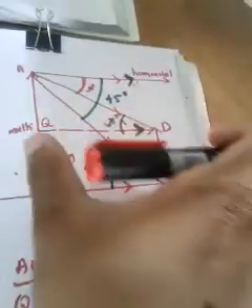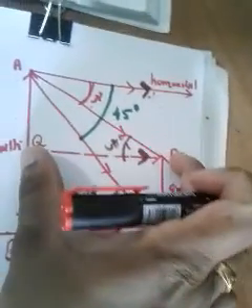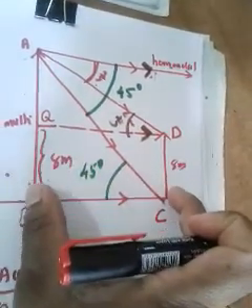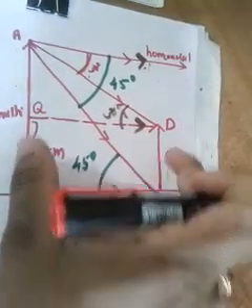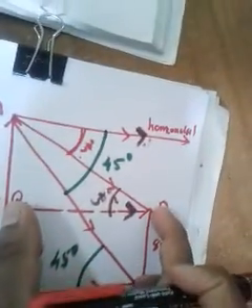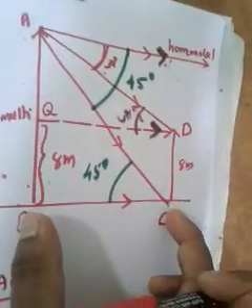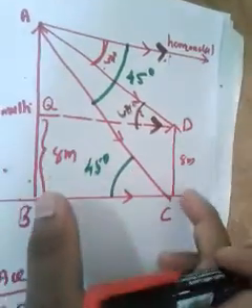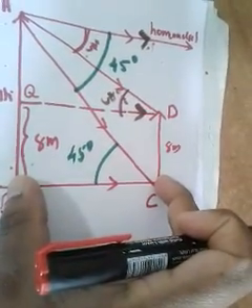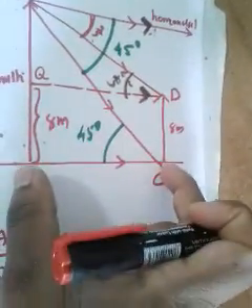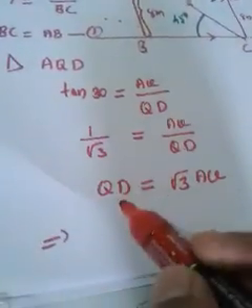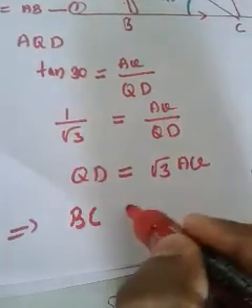That QD is nothing but BC. From the figure it is very clear that QD and BC are equal. The length of QD should be equal to the length of BC. So instead of QD, can I write BC? Of course. Let it be there.